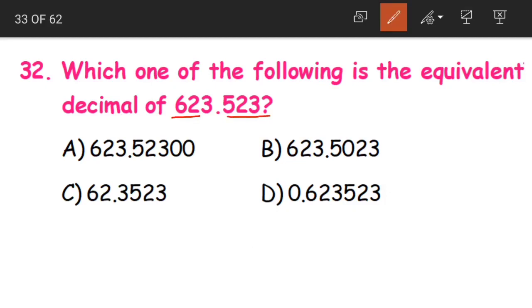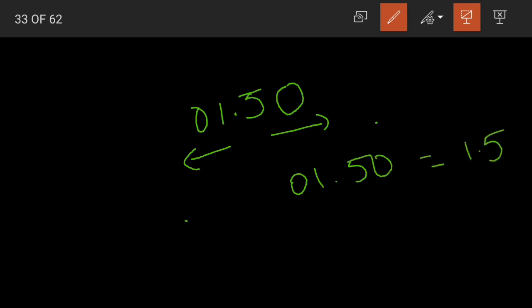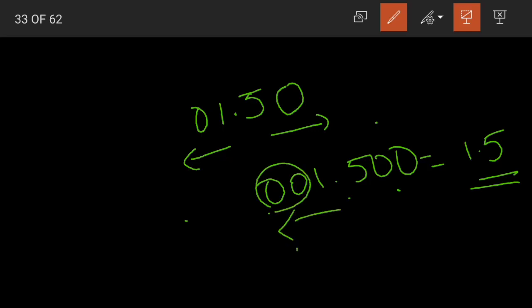Next question 32. Which one of the following is the equivalent decimal of 623.523? Now when it comes to equivalent decimal children, if you remember what we have learned, suppose if we have a decimal number 1.5, if I add zeros to the right of the decimal part or to the left of the whole number part, see, 1.50 is nothing but 1.5 only. In the same way 1.500 is also nothing but 1.5 only. So for the whole number part, no matter how many zeros we add to the left side, it's okay. And for the decimal part, no matter how many zeros we add to the right side, it is also okay. The value will not change.